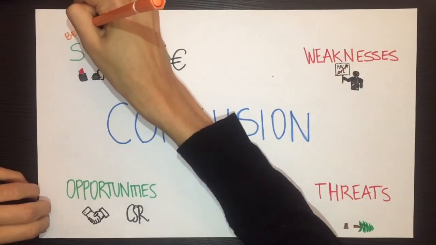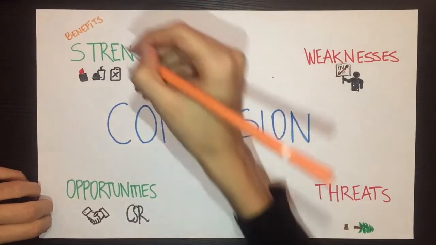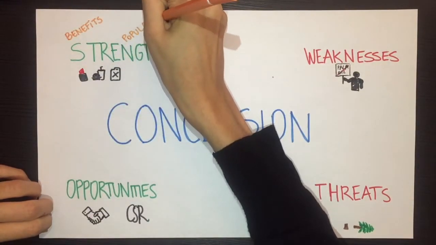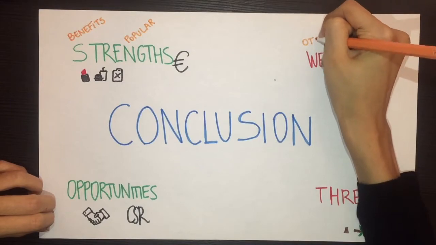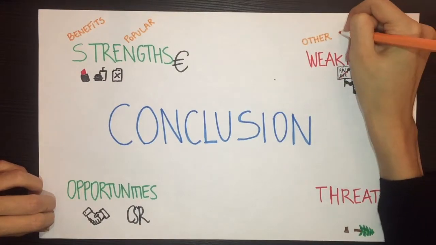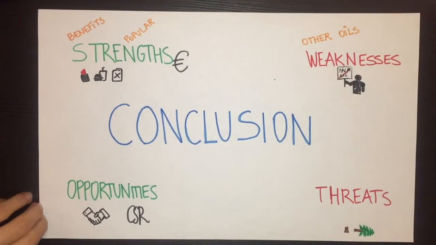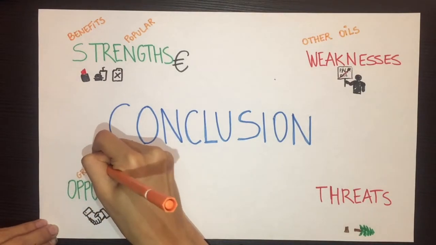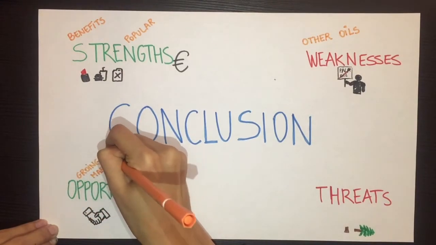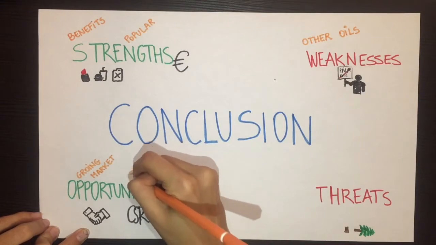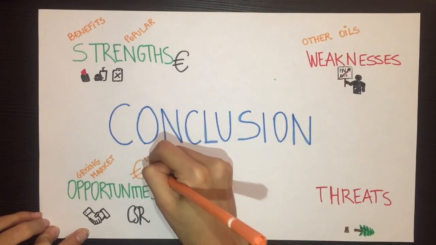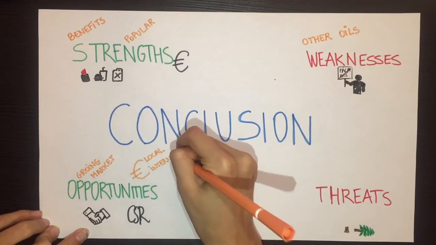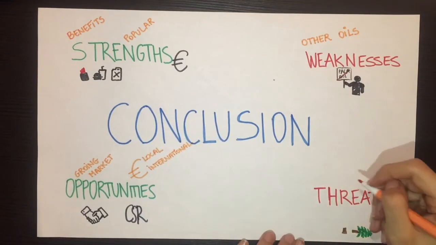To conclude, we've made a SWOT analysis. For our strength, consuming palm oil has a lot of benefits and is also quite popular in different other industries. For weaknesses, there's a lot of substitute oils for it. As for opportunities, palm oil is a growing market and consumption is growing larger every year. Furthermore, it improves local and international economy with international trade.